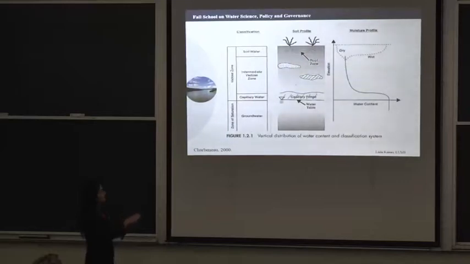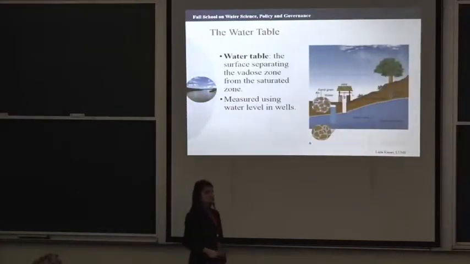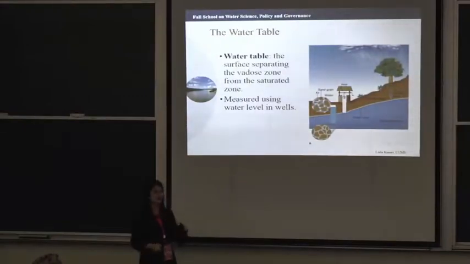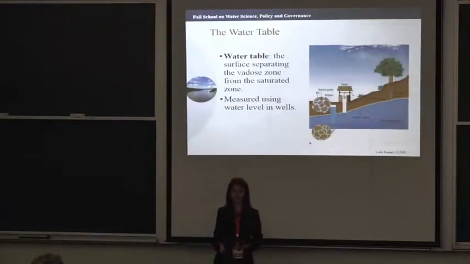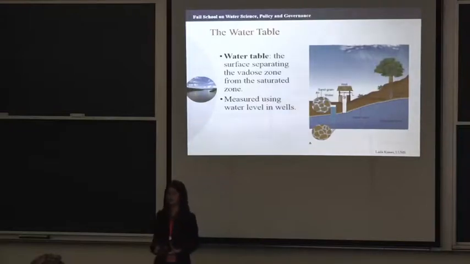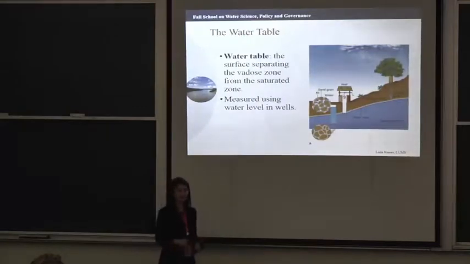So you can look at the moisture profile. The water content is highest here below, and upwards it's getting drier. The water table is the surface that divides the unsaturated zone and the saturated zone. If you want to determine the water level under the ground, you will dig a well, and the water at the surface will give the water level.